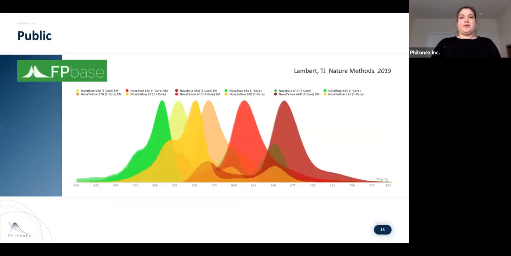So I'm telling you about this, but you can also look for yourself, if you're interested, at where the excitation and emission fluorescences are. So these are public. And this is FPbase, which is a great resource as you're looking at panel design and seeing, okay, does this work for my panel or not? And so this is available. Our dyes are in it. You can see what's going on. And right here, these are our One Core dyes that you can see.